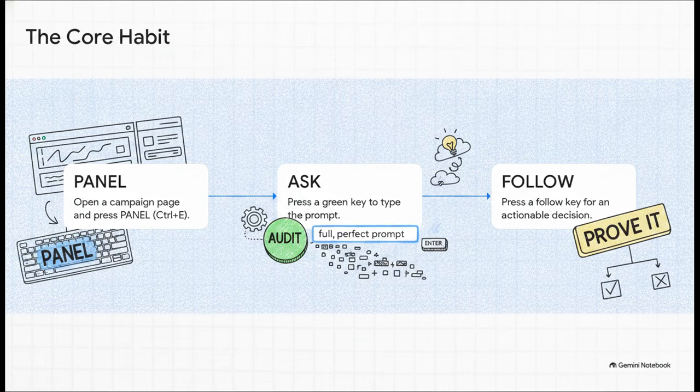You press a green key, like Audit, and the deck literally types out your full, perfectly engineered prompt into the AI, and you just hit Enter. Step 3 is Follow. You get your answer, and then you press a follow-up key, like Prove It, to interrogate the AI and force a concrete decision. Panel, Ask, Follow. It becomes a totally physical cadence.